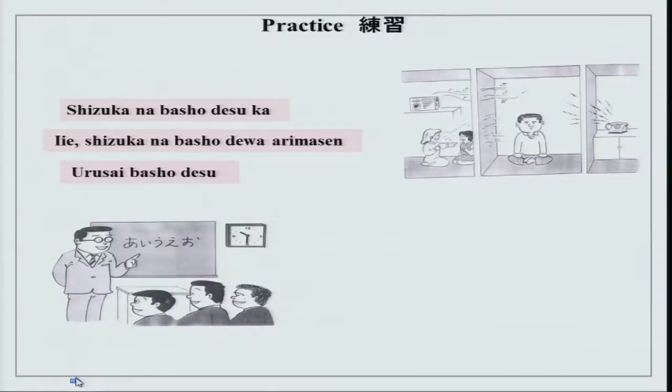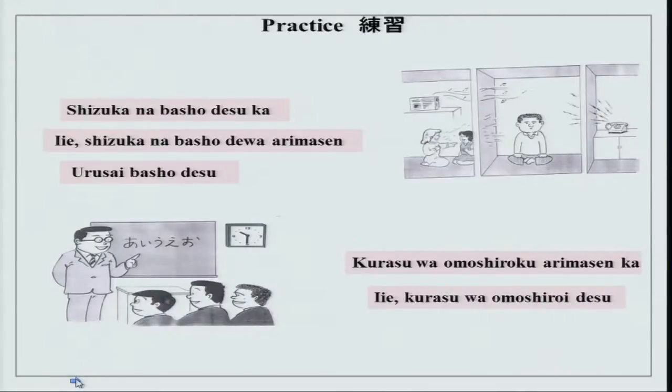Then there is another picture for you where we have sensei and gakusei, juuji han, and what happens over here? Class wa omoshiroku arimasen ka? Iie, class wa omoshiroi desu. Class is very, very interesting. Why? Because everybody is smiling and enjoying the class.